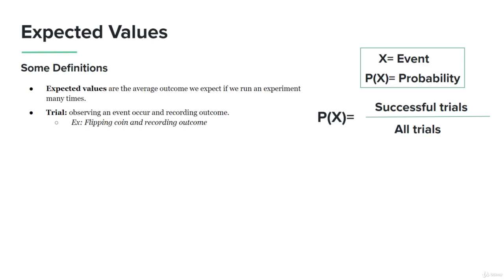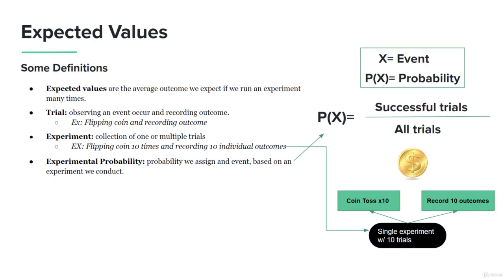And so what exactly is a trial then? A trial is observing an event occur and recording an outcome, right? So we're flipping the coin and we got a tails. That is essentially one trial. And then an experiment is a collection of one or more trials. So we're flipping the coin 10 times and we're recording 10 individual outcomes, right? Let's say out of those 10 times, we get 3 that are tails and 7 that are heads. That is essentially what an experiment is.